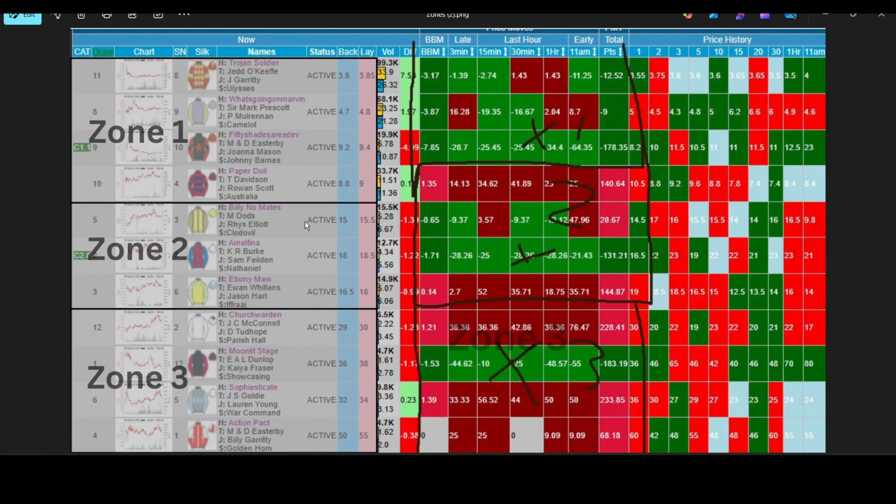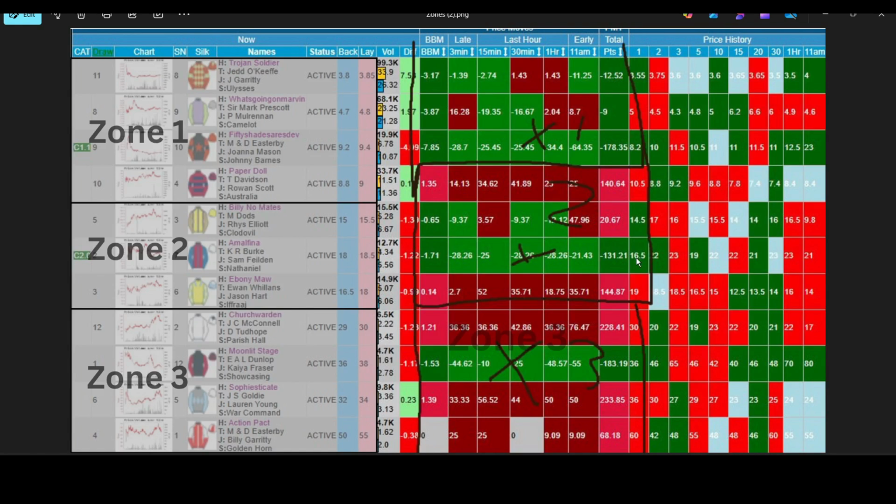And don't forget, in zone 2, we're working with odds from 10 up to 19.5. So again, Billy No Mates opened up at 9.8, drifted out to 15, not very popular in the market. And we can see from these red squares, from the 11 a.m. right through to 50 minutes out, he has drifted and is cold in the market.